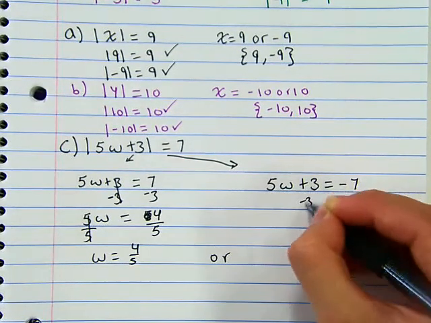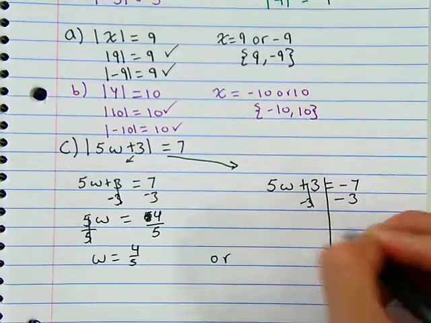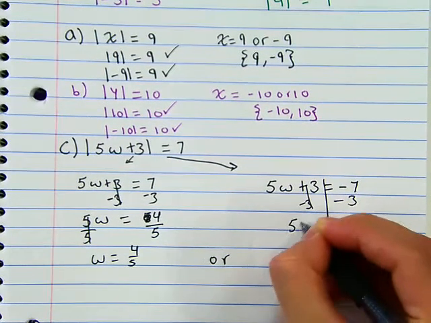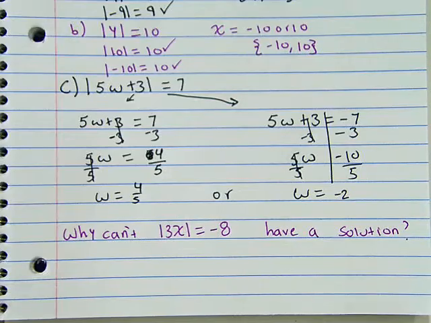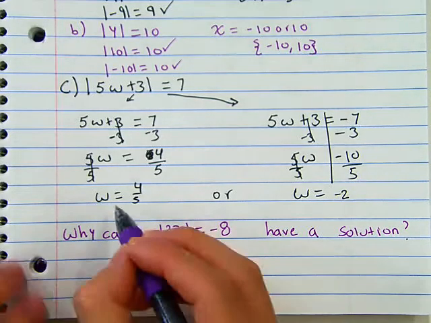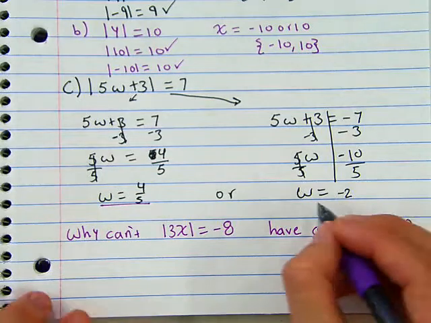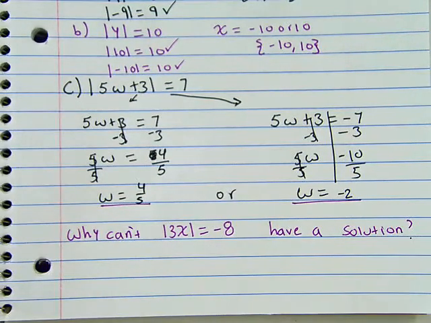Or we can subtract 3 on the other side, and actually our process is the same, we just get a slightly different answer. And w equals -2. For absolute value equations, we always have two solutions.